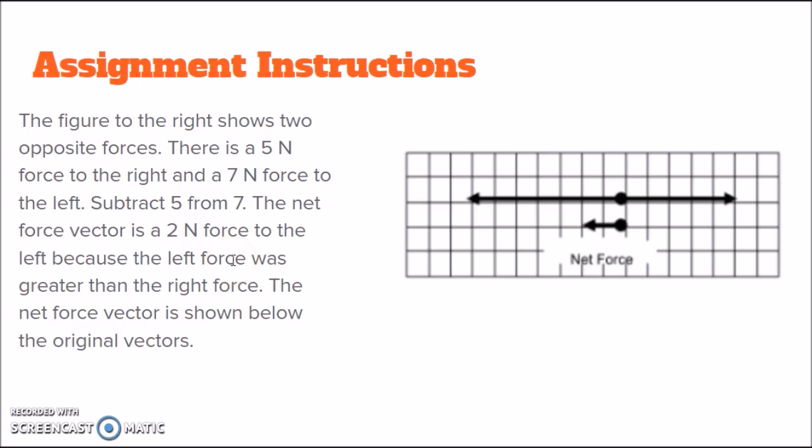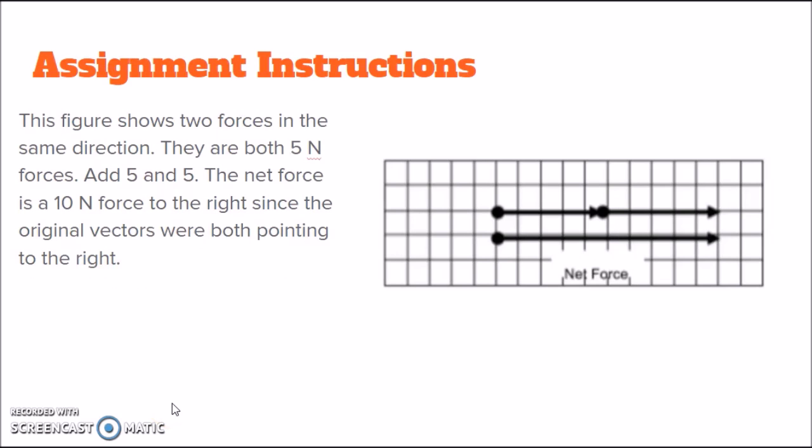This figure shows 2 opposite forces. There's a force of 5 newtons to the right, this way, and 7 newtons to the left. You have to subtract them to find the net force, and 7 minus 5 is 2. So you draw a force vector of 2 newtons, but which way do you draw it? Well, which way has the larger number? Okay, the left has the larger number, so the net force would be a vector that you draw 2 newtons to the left.